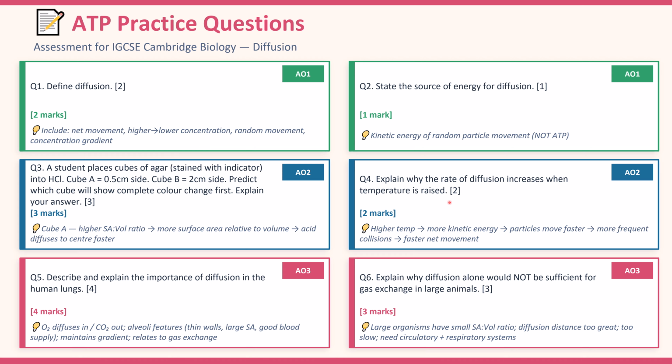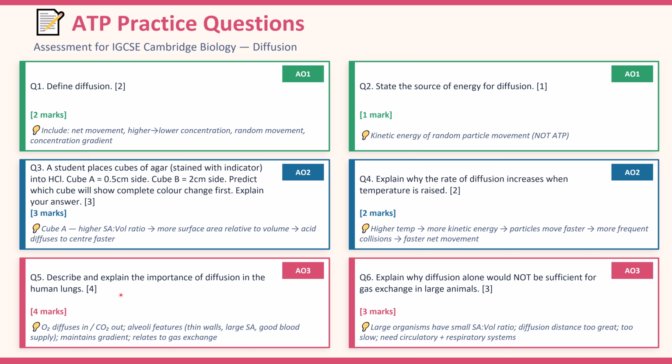Question 4: Explain why the rate of diffusion increases when temperature is raised. It carries 2 marks and this is from Assessment Objective 2. Higher temperature means more kinetic energy, particles move faster, more frequent collisions, faster net movement.